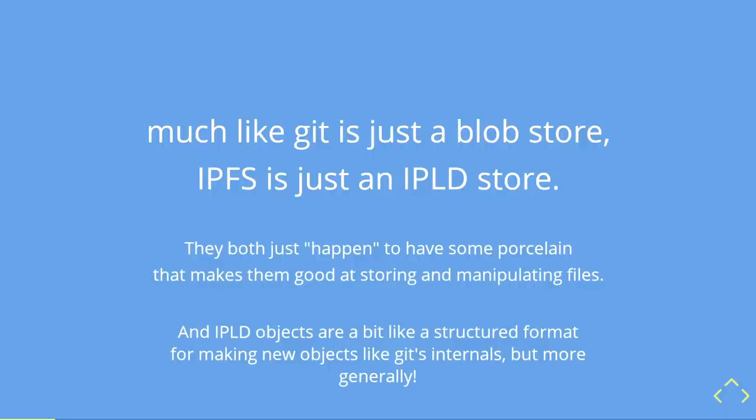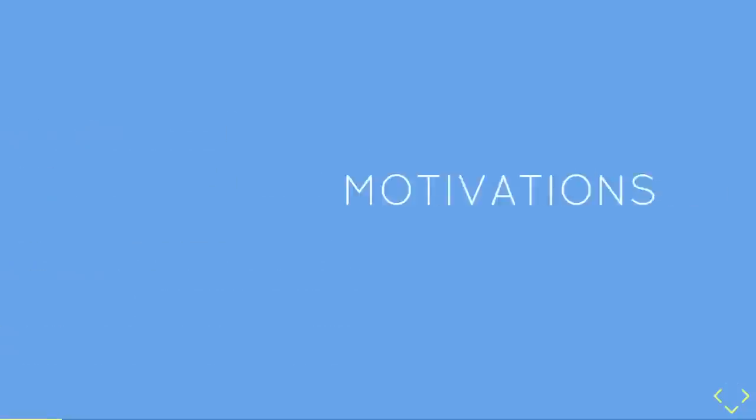So another content-addressable store that we all know and love is Git. In the same way that Git is just a blob store, IPFS turns out to be just an IPLD store. They both happen to have, IPFS and Git, some porcelain layer, which makes them good at storing and manipulating files and versioning things. IPLD objects are a bit like a structured format for making new objects in the same way that Git internals have this structured format for their blobs, but we're trying to take that concept and make it general and make it reusable.